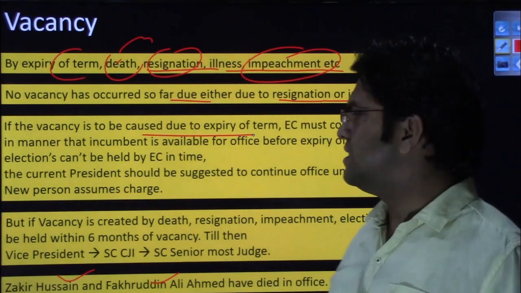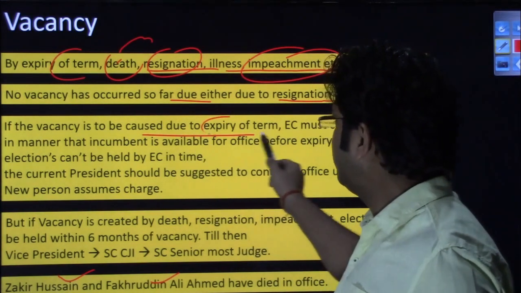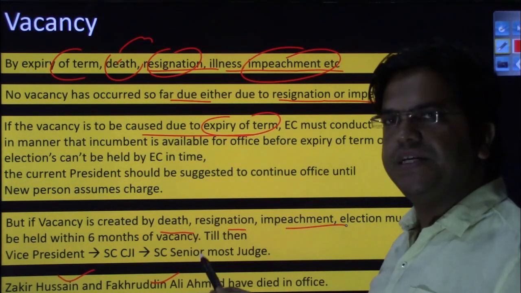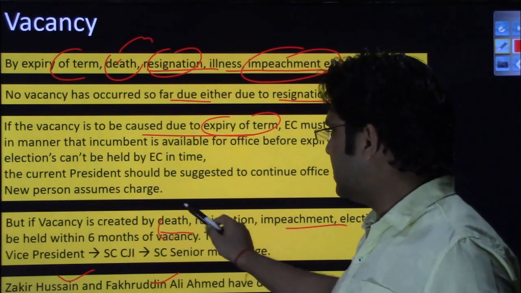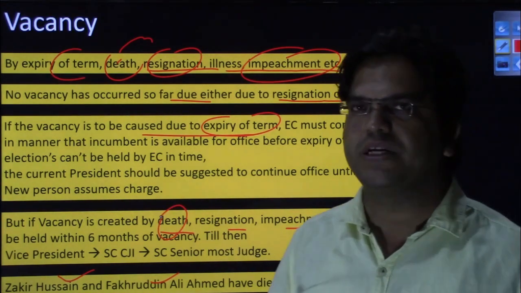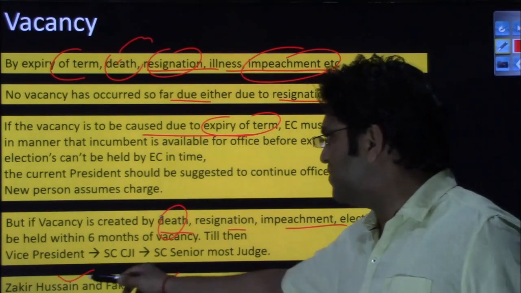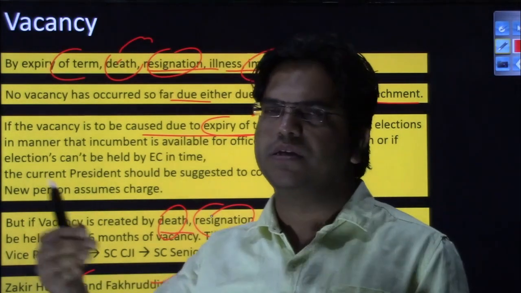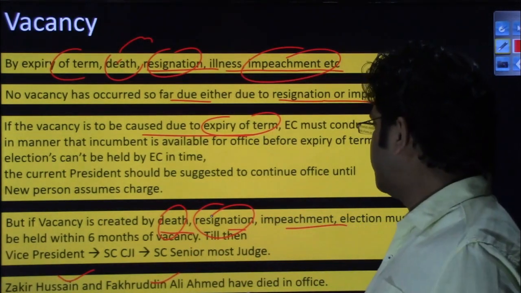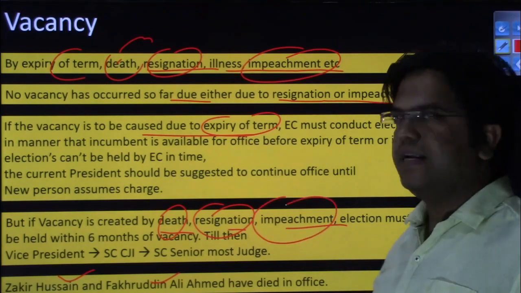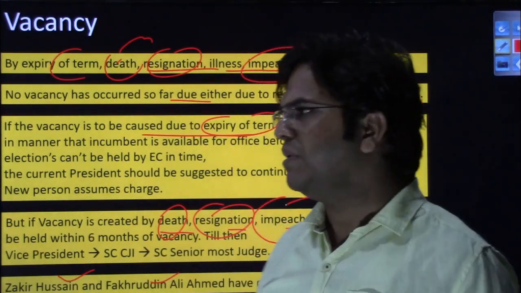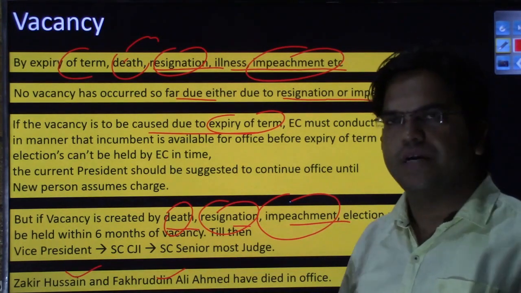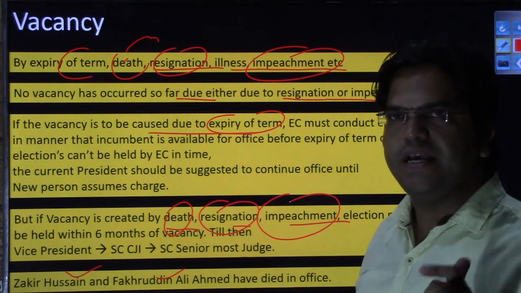But if the vacancy is created not due to the expiry of term, but due to death or resignation or impeachment, all these would be sudden, right. If somebody has died, right, the Election Commission is not at fault. They did not know that a president is about to die. Or if somebody has resigned, he will not inform the Election Commission that I am going to resign 6 days down the line, right. If somebody has been impeached, again the Election Commission will have no time, right. He can be impeached within 2 days if the house is in session, right. So in these cases, the Election Commission will not have time, and there will be a vacancy in the office, right.